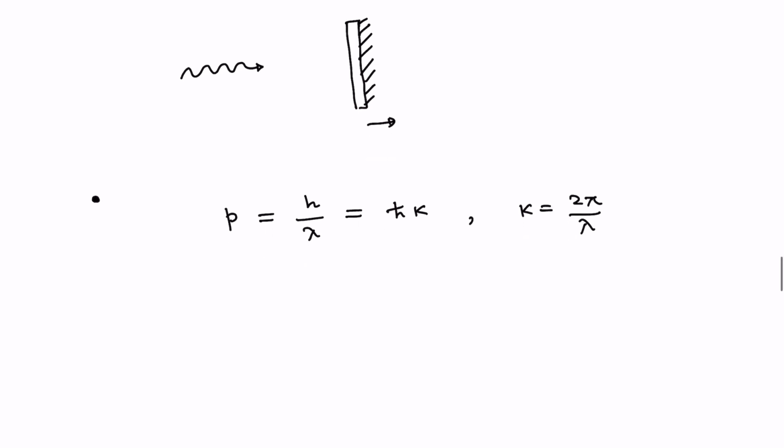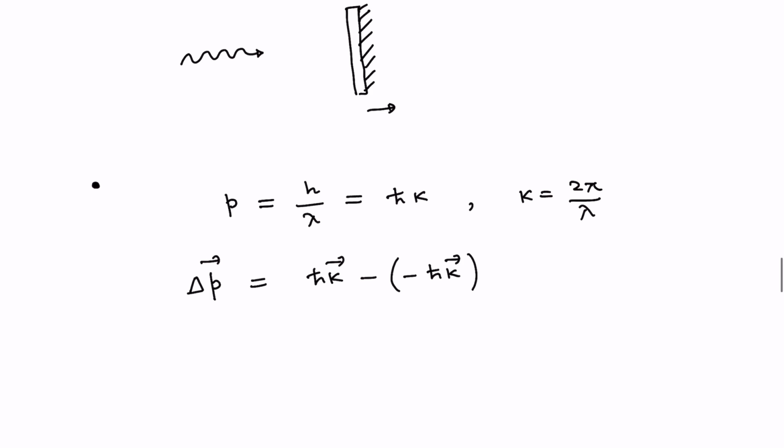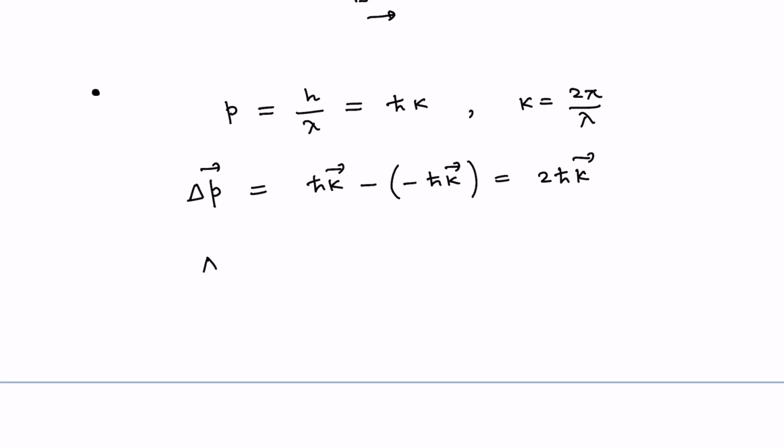Because the mirror is perfectly reflecting, the change in momentum of the photon after it gets reflected is delta p equal to, when it is incident, its momentum is h bar k, and when it is reflected, its momentum is minus h bar k. So the change in momentum is going to be twice h bar k. Magnitude wise, delta p is equal to twice h bar k, or 2h by lambda. Lambda is the wavelength of the photon.